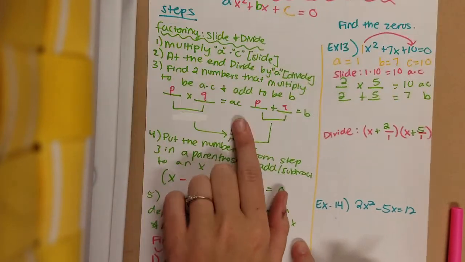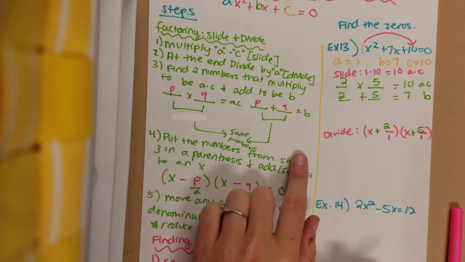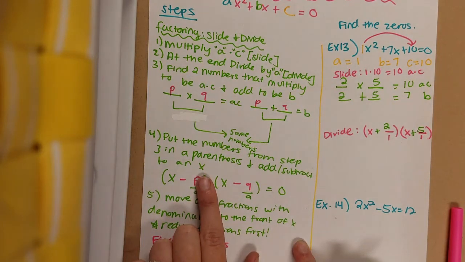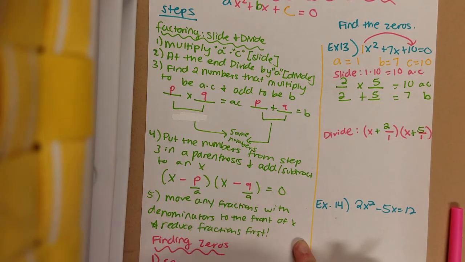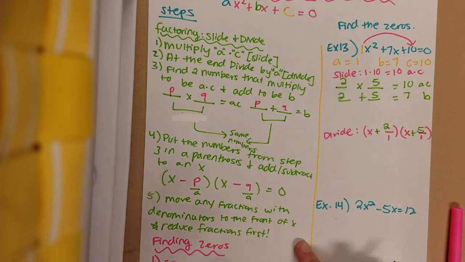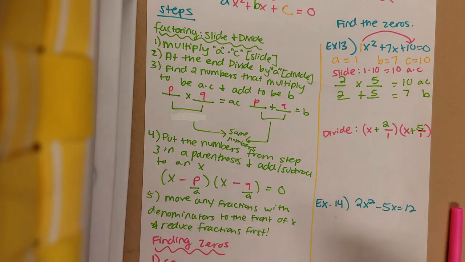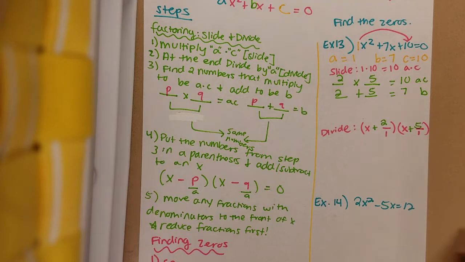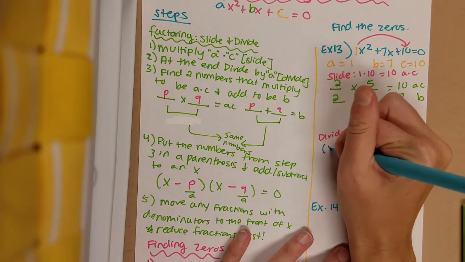So we found our numbers that multiply to be a times c and add to be b. We put those numbers in a parenthesis and we added or subtracted them to our x, which in this case we added. Okay, and then the next step, if we have a fraction, we need to reduce it down. And if we end up with a fraction, we have to do something about the denominator. But let's see what happens. So I'm going to reduce these down. So let's see what we're left with.